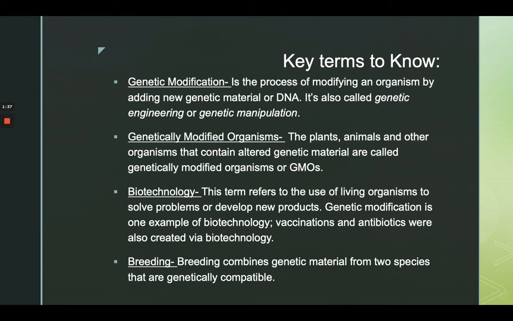Another term to know is breeding. Breeding combines genetic material from two species that are genetically compatible. So breeding can happen naturally, for example, with two farm dogs meeting behind the barn, or bees carrying pollen from one flower to another. Also, this could happen through deliberate pairing of animal species or plant varieties, meaning like crossing a mildew-resistant tomato with a high-yield variety in a lab to create a new line with desirable traits from each plant.